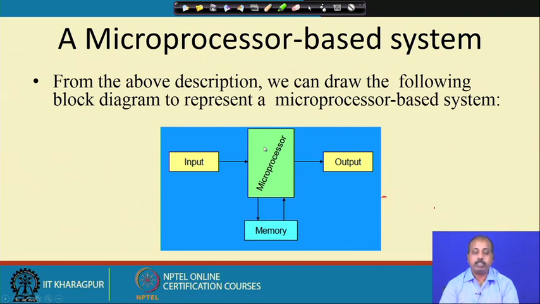So, it starts executing, and in the process it may need to access the input device for getting some value from the environment, or it may need to access the memory to get some operand if we are working with some variables and doing some operation on them. And finally, whatever result is computed, if it is required that it should be flashed to the users, then it will be put onto the output device. So, this is the block diagram that represents the microprocessor based system.